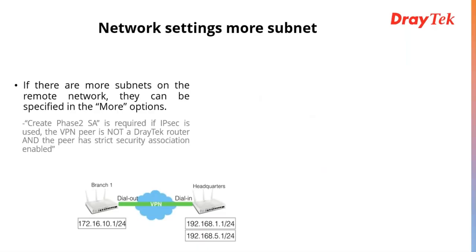The next advanced feature is network settings for more subnets. A LAN-to-LAN VPN profile can also be configured to access more remote networks on the remote site. Supposedly, there is already a VPN tunnel established between two sites. To access a second LAN on the remote router, we only need to add the network address in the VPN profile. So in the image on the screen, the HQ router has two LAN subnets. So to access the second LAN subnet, we need to add the network address for the second LAN on the branch router.